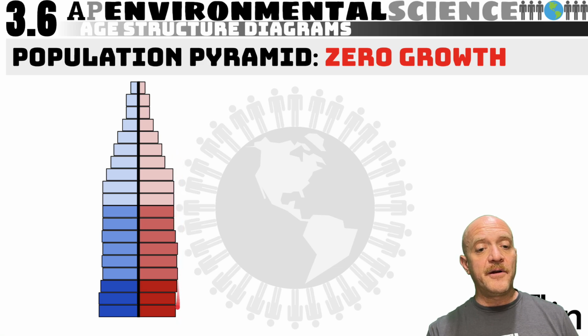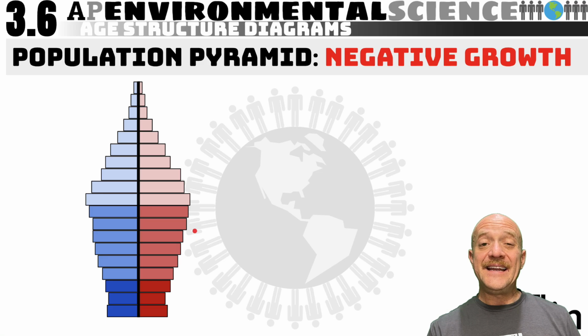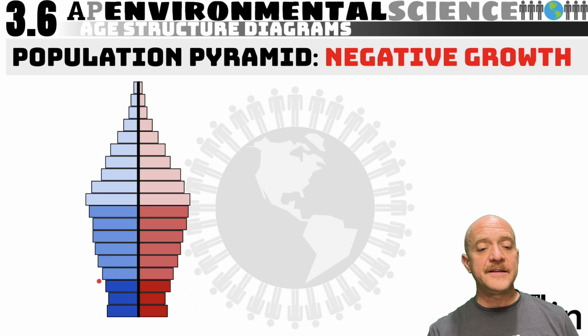Now, when we talk about zero growth, you're never going to see something that looks perfect. However, with zero growth, it is a relatively straight line, or the cohorts are relatively equal sized, and then they will start dying off in the post-reproductive cohort. Typically, the pre-reproductive and the reproductive tend to be roughly the same size. Now, once this population ages, you may see negative growth. Negative growth is when the pre-reproductive cohort is smaller than the reproductive cohort. So this is, again, showing negative growth.